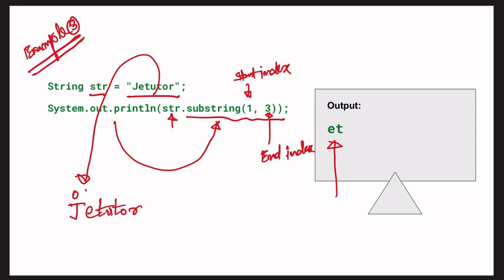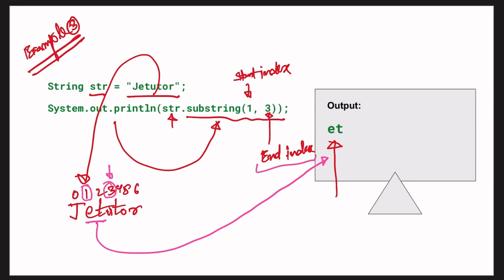Okay, 0, 1, 2, 3, 4, 5, 6. So we have the start index at 1. Let me change the color at 1. And index is 3. So in between all those characters, 3 is excluded from the output string. So only E and T will be visible on the output screen because the end index is not included. So that is why you will get only ET.